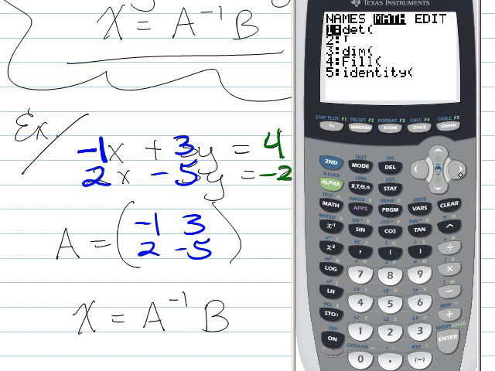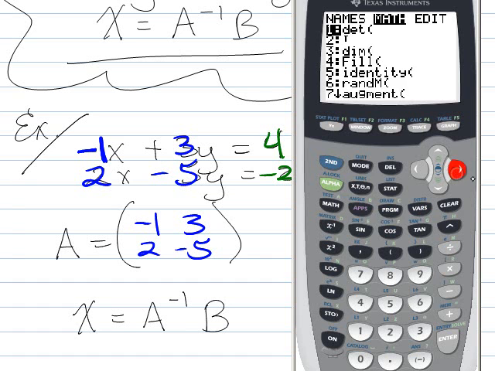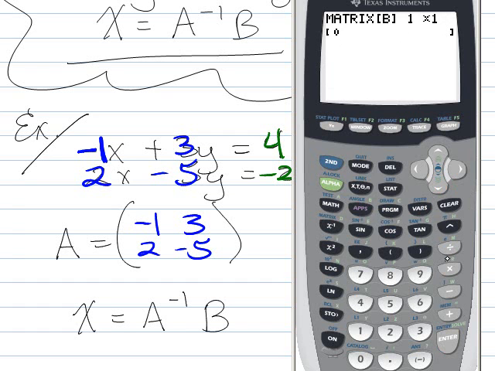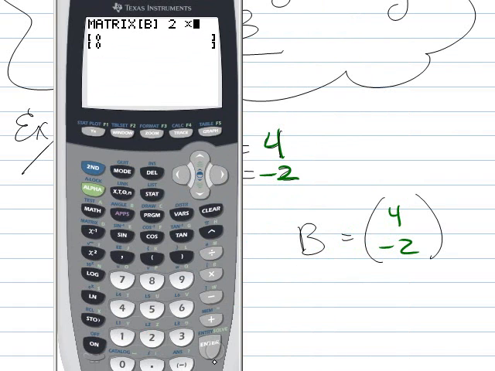and I want to create a matrix. I think I cleared everything out a minute ago. I want to create a 2 by 2 matrix of A, which is negative 1, 3, 2, negative 5. And let's see, I want to create my second matrix of B, which is a 2 by 1. So it's 4, negative 2.